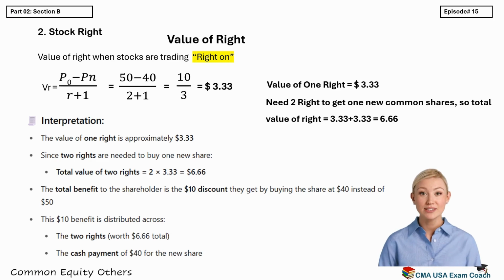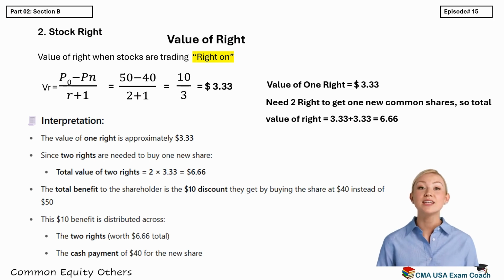Before we wrap up, it's important to remember that the value of the right we just calculated is theoretical. In real-world markets, the actual trading price of the right may vary due to several reasons. For example, market demand and supply. If many investors want to buy or sell the rights, the price may fluctuate. Investor expectations. If the company's future performance looks promising, the rights may trade at a higher value. Time remaining before expiry. As the expiration date of the rights approaches, their value may decline. Overall market conditions, changes in the stock market, interest rates, or economic outlook can also affect the rights trading price.